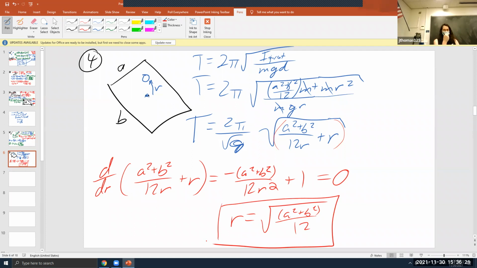Does anyone recognize what shape is described? Circle. Yeah, it's a circle, right? If you don't see the circle, think about replacing a with x and b with y. Then you have some r squared is equal to (x squared plus y squared) over 12, right? Which is the pre-calc definition of a circle. So that happens to be the answer to part B, that this would be a circle that's described here. And that means that you can sort of drill anywhere so long as you're at this certain radius.